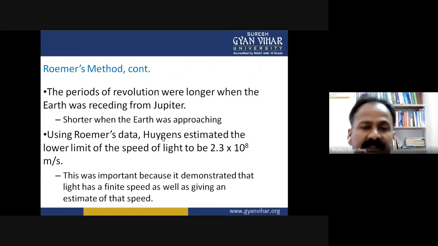Using Römer's data, Huygens estimated the lower limit of the speed of light to be 2.3 into 10 to the power 8 meter per second. This was important because it demonstrated that light has a finite speed as well as giving an estimate of that speed.